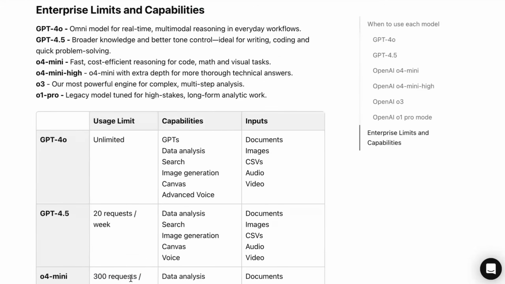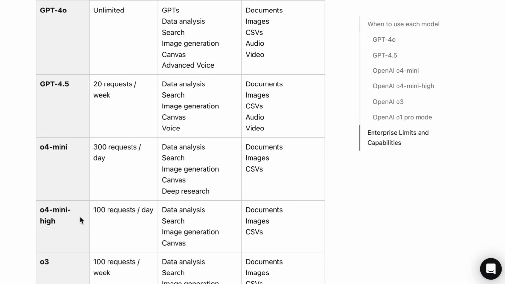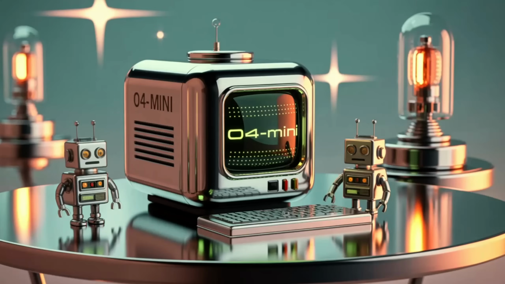In OpenAI's enterprise plan, it has 300 requests per day, as opposed to, for example, O4 Mini High, which has 100 requests per day, or O3, which has 100 requests per week. I think it's fairly safe to say, though, that if your role isn't particularly technical, you're likely not going to be using O4 Mini very much.